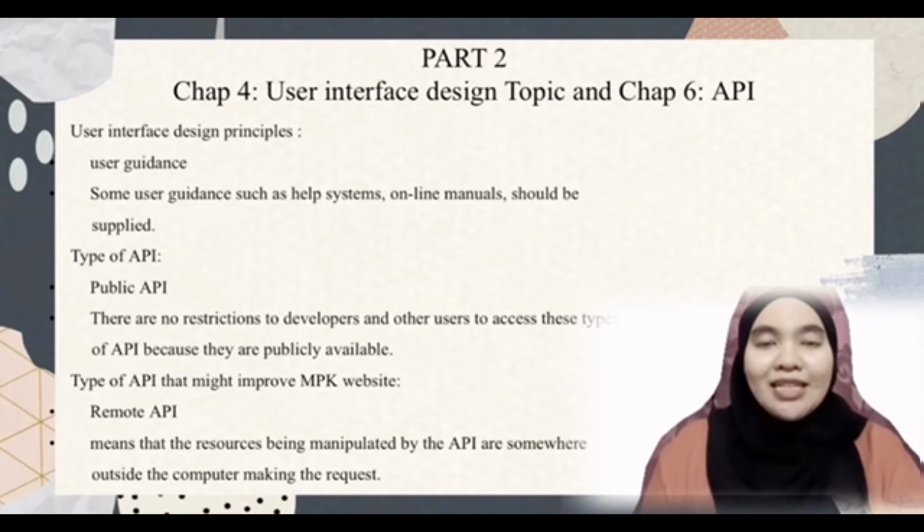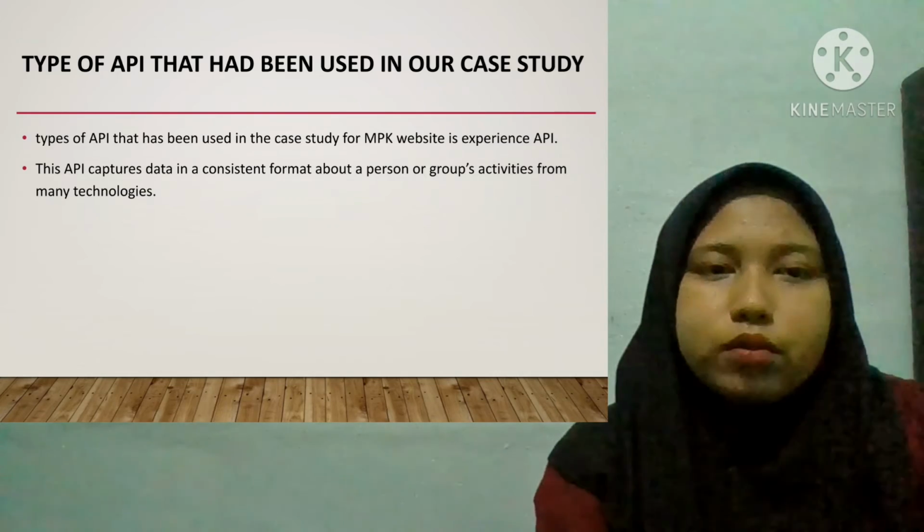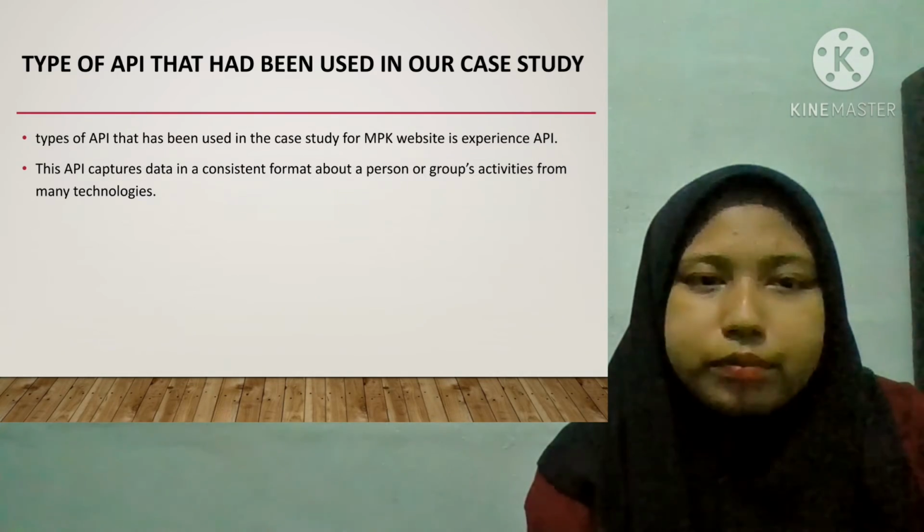Another type of API that might improve the MPK website is remote API. Remote API is designed to interact through a communication network. By remote, I mean that the resources being manipulated by the API are somewhere outside the computer making the request. That is a type of API that has been used in our case study.